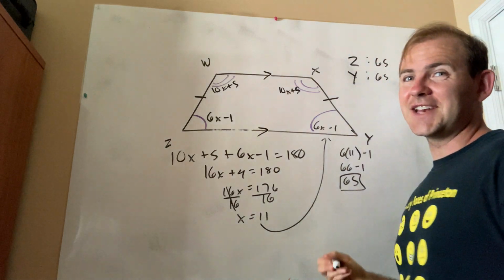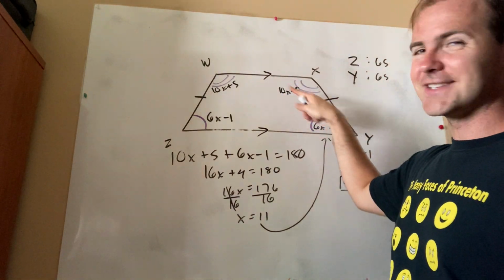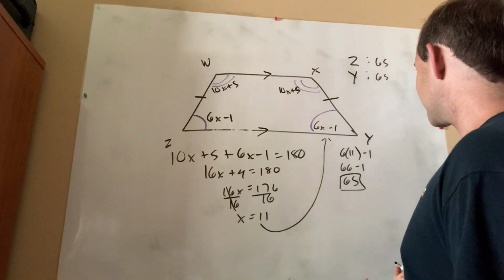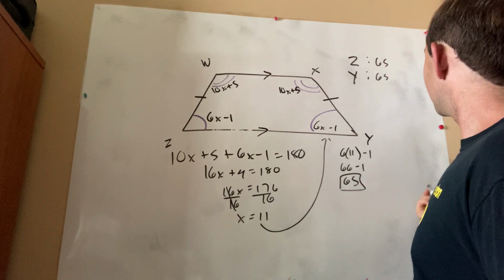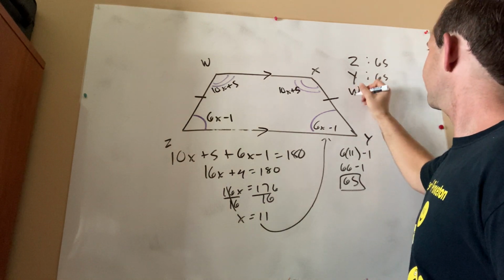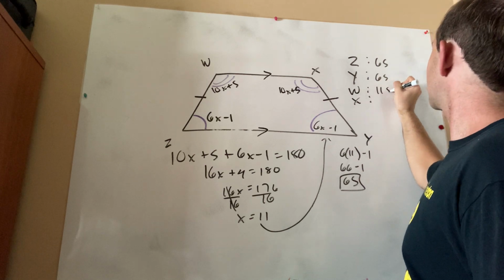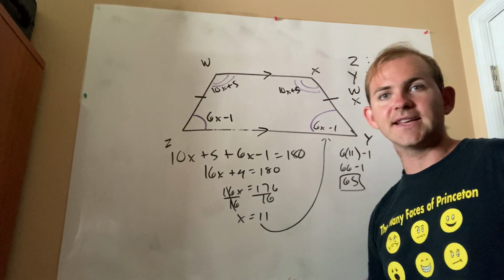And if you wanted to, you could actually just subtract from 180 to find each of these. Or you could plug back in if you insisted, right? But you would find out that it's 115. So w and x are each 115.